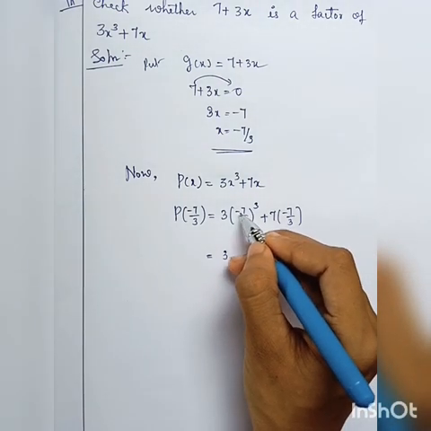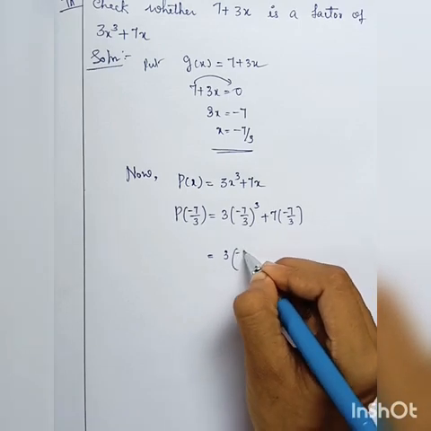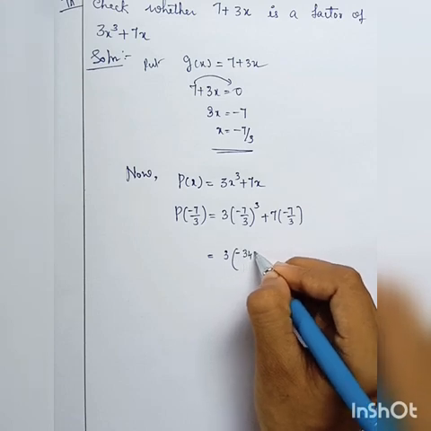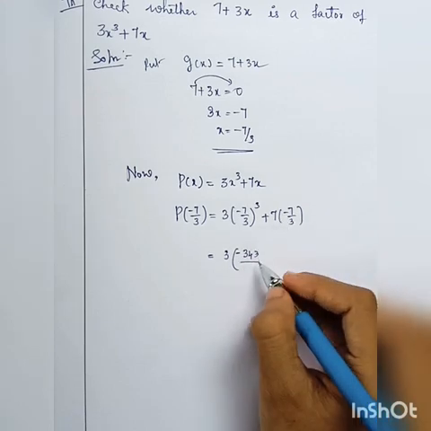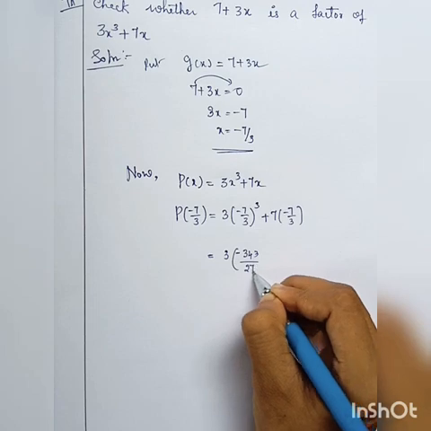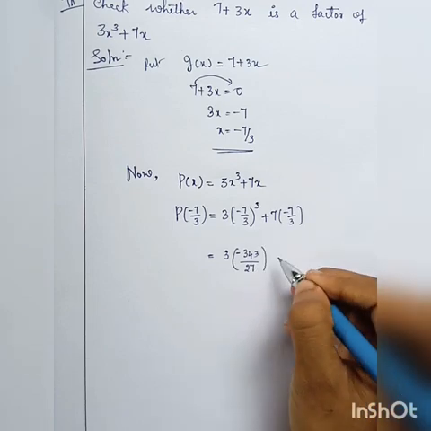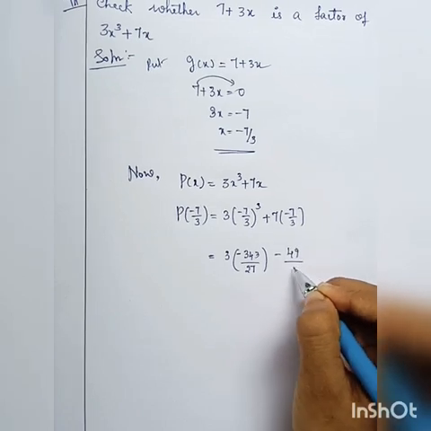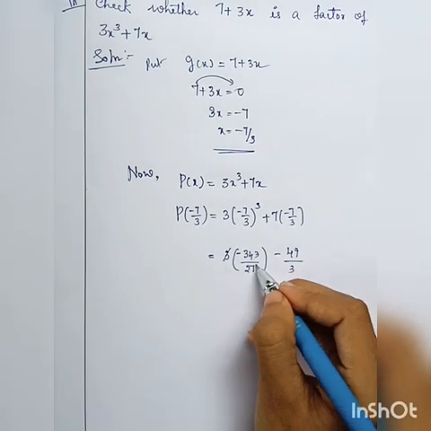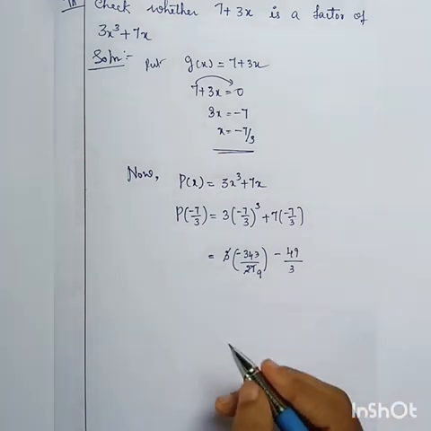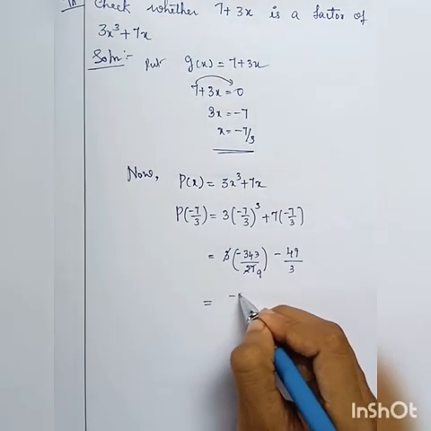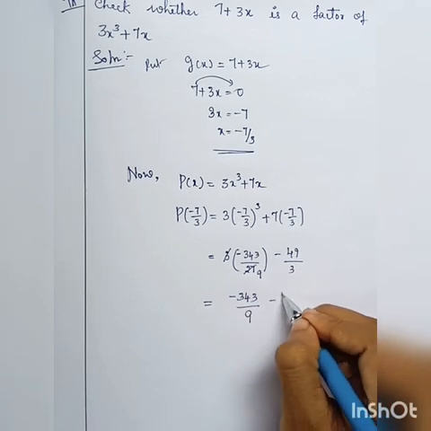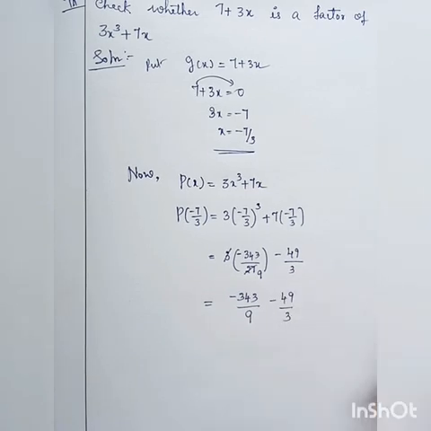So minus is there, so you have to write minus as it is, because it is an odd power, cube. So 343 divided by 3 cube, which is 3 into 3 into 3: 3 3s are 9, 9 3s are 27. Plus into minus is minus, 7 7s are 49, divided by 3. So what we'll get here: 3 minus 343 divided by 9, minus 49 by 3.